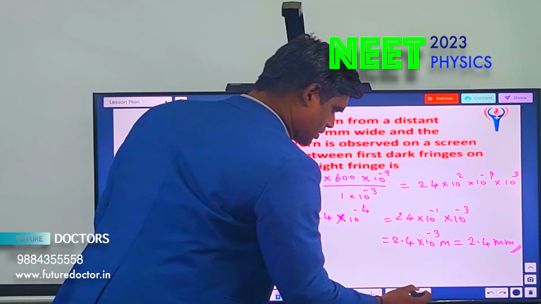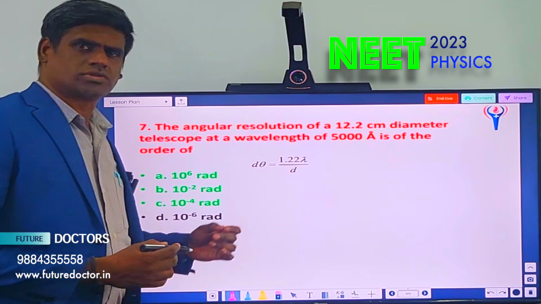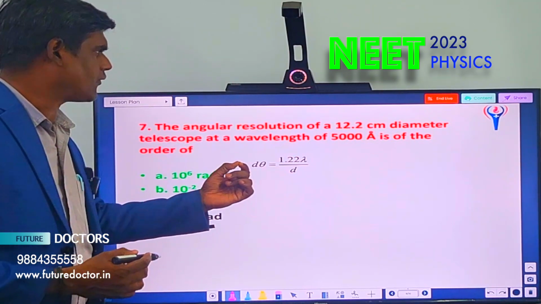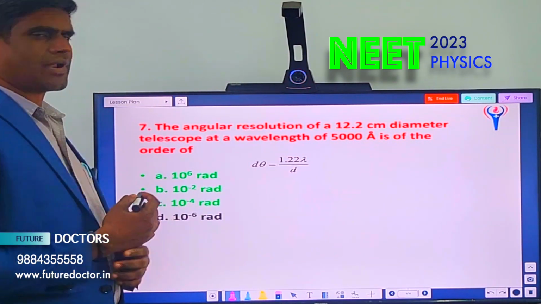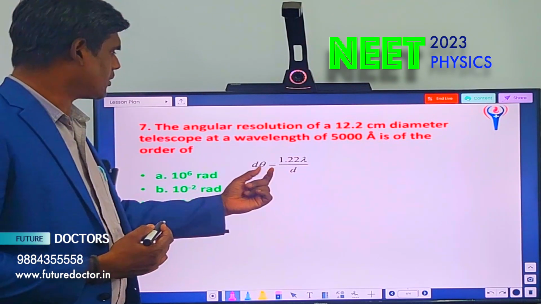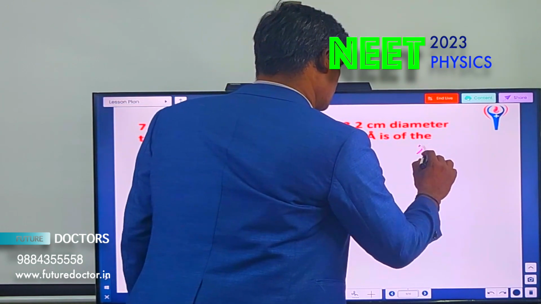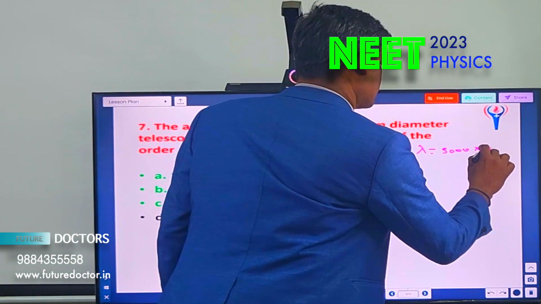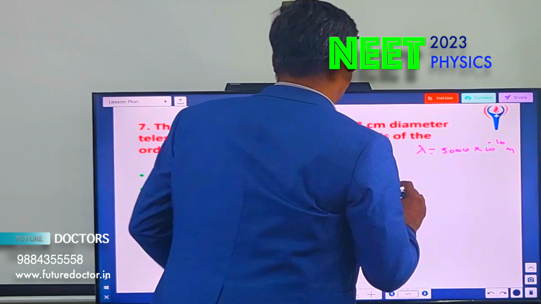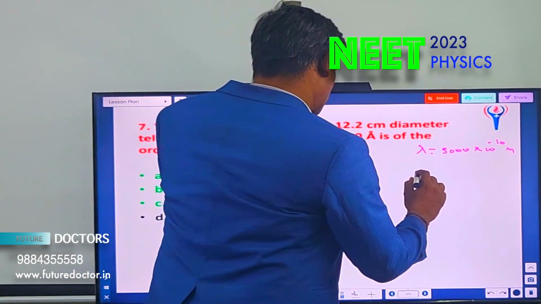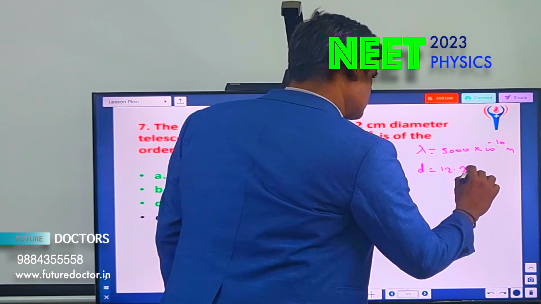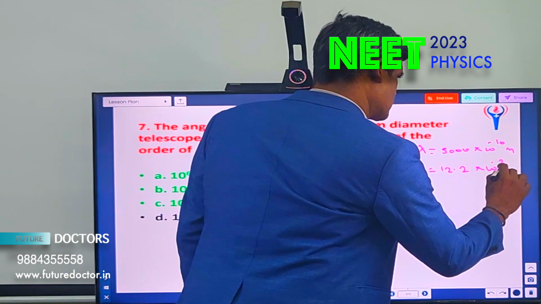Let's move to last question. The angular resolution of a 12.2 centimeter diameter telescope at a wavelength of 5000 Angstrom is of the order of dash. Angular resolution formula d theta equal to 1.22 lambda by d. Lambda is given how much? 5000 Angstrom, that is 10 power minus 10 meter. And d is given 12.2 centimeter. 12.2 centimeter convert to meter, 10 power minus 2 meter.